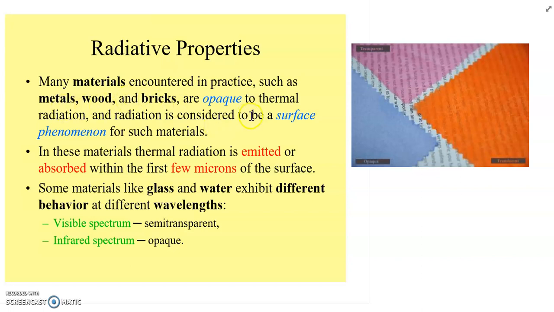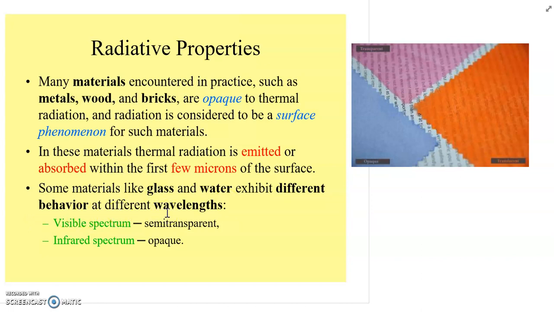For many materials that we encounter in practice, such as metals, wood, and bricks, they are opaque to thermal radiation, and radiation is considered to be a surface phenomenon, so it won't penetrate into the underneath material. In these materials, the thermal radiation is emitted or absorbed within the first few microns of the surface. For opaque, we just deal with the surface.